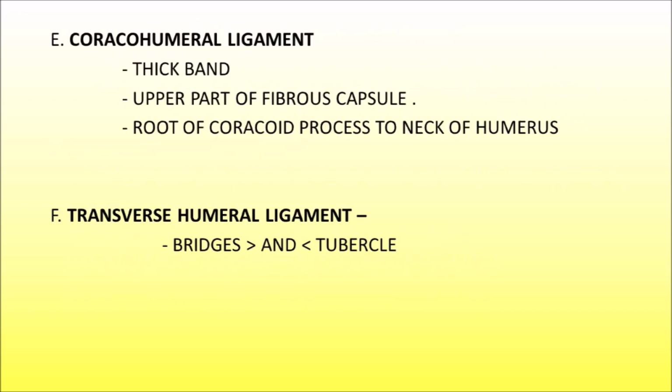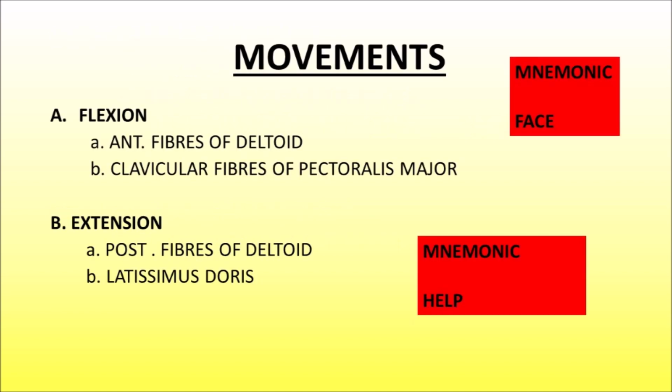Let us move on to the coracohumeral ligament. It is a thick band in the upper part of the fibrous capsule, and it extends from the root of the coracoid process to the neck of the humerus. The last ligament is the transverse humeral ligament. It bridges the greater and the lesser tubercle.